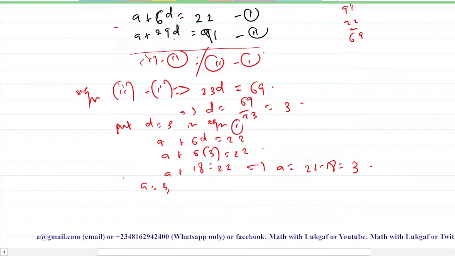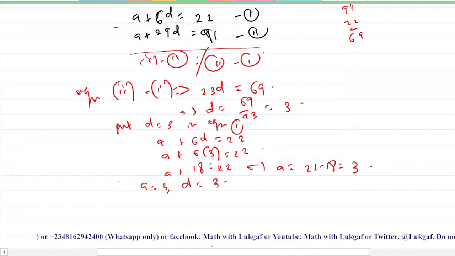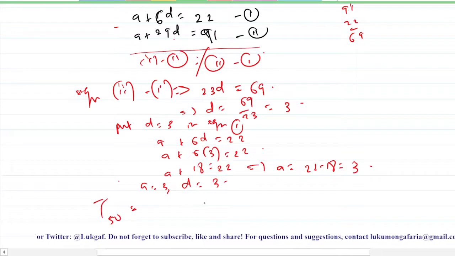So now that you know that, you can find the next question. What does the next question say? The next question asks us to find T50, that is the 50th term. Don't forget, for the 50th term, you are going to have A plus, just subtract 1 from 50, that will give you 49D.